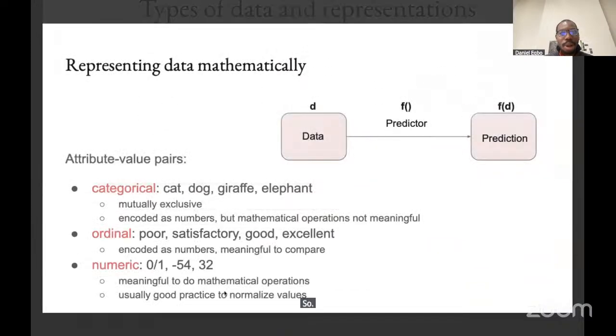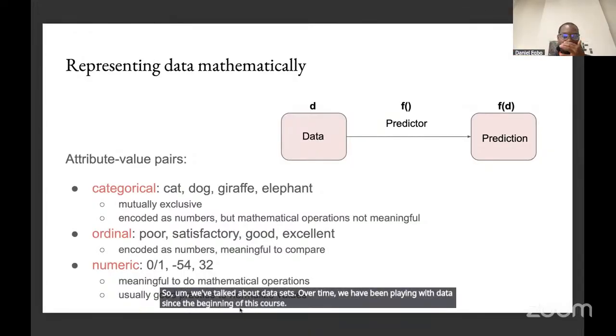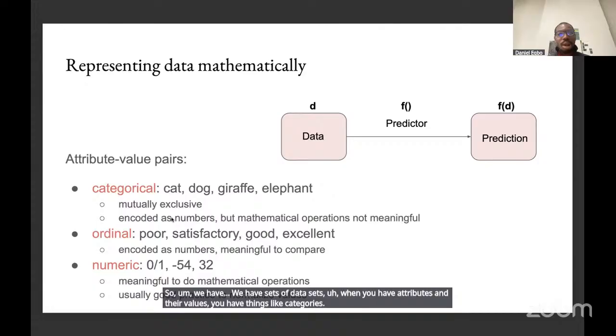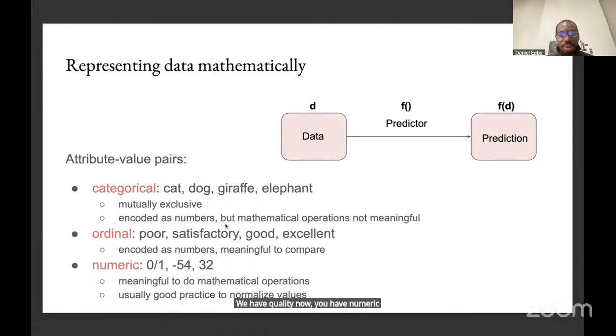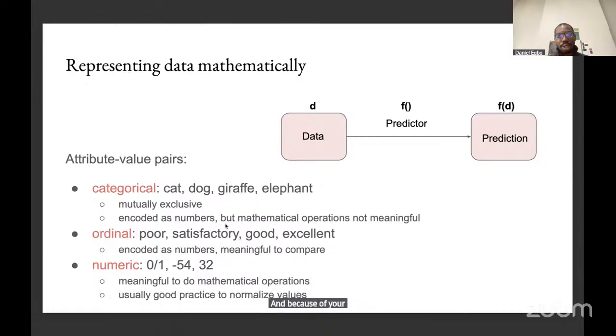So we've talked about data sets. Over time, we have been playing with data since the beginning of this course. So we have sets of data sets where you have attributes and their values. You have things like categories, you have ordinal, you have numeric. Some of these things you have already encountered in the course of your program, where you see different kinds of data.